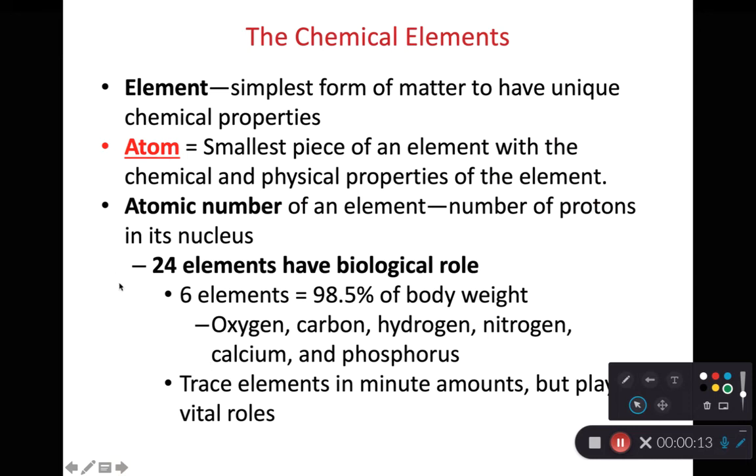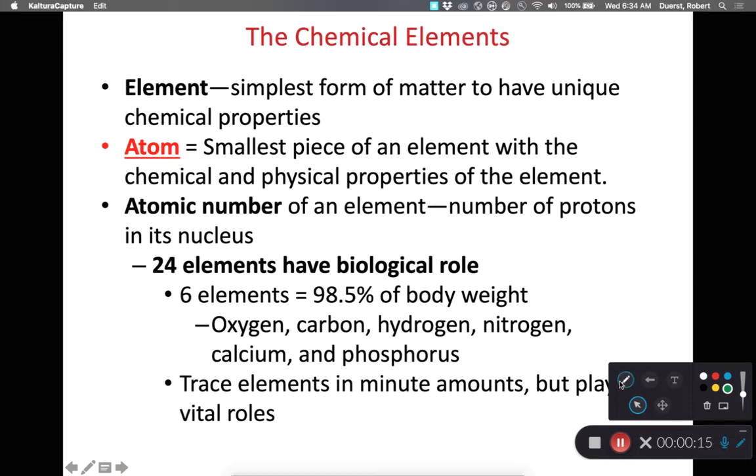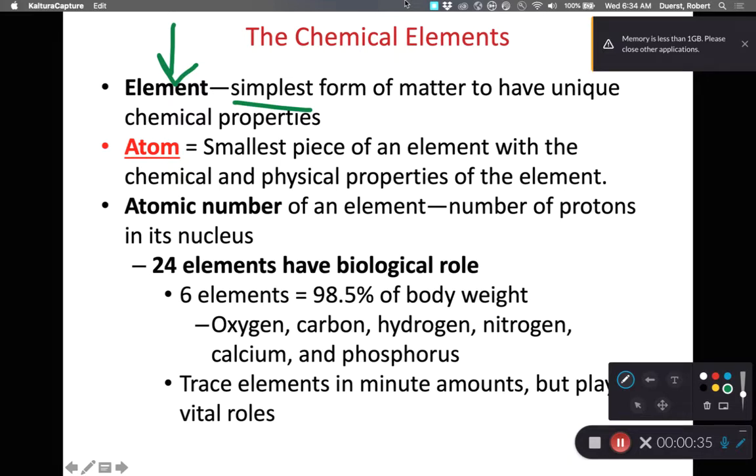As we look at chemistry, let's think of an element. An element is the simplest form of matter that has the same chemical and physical properties. I like to think of gold as an example. Whenever you're looking at gold, you can't break gold down to something simpler than gold and still have an element.